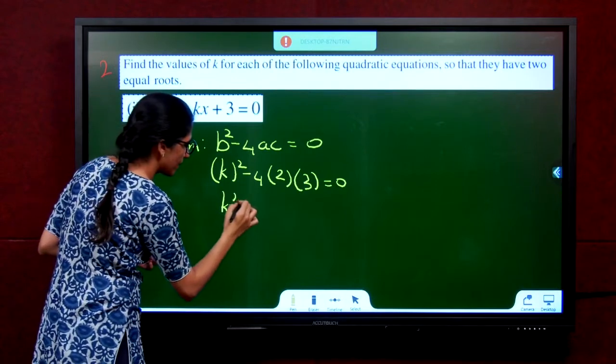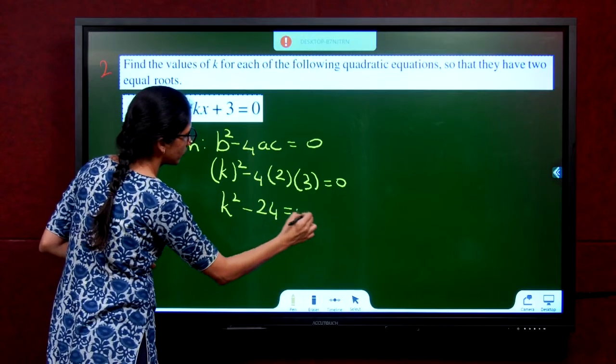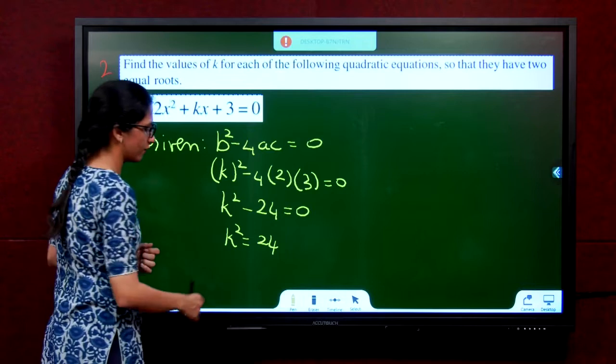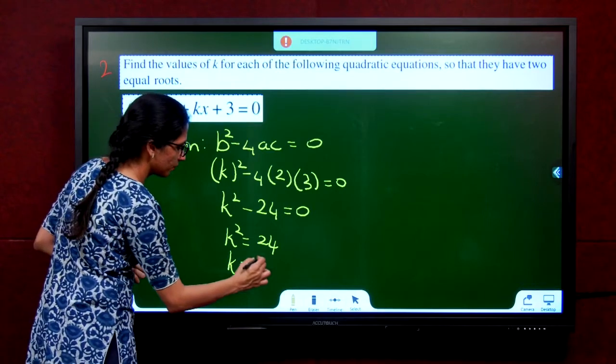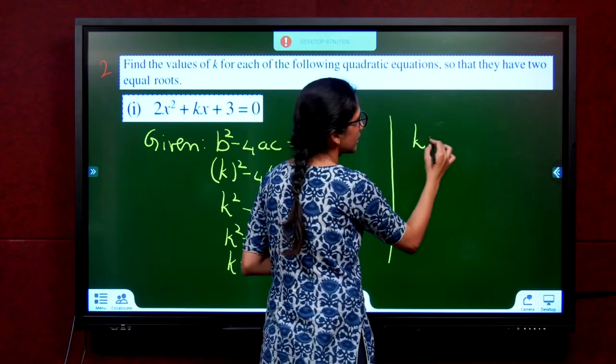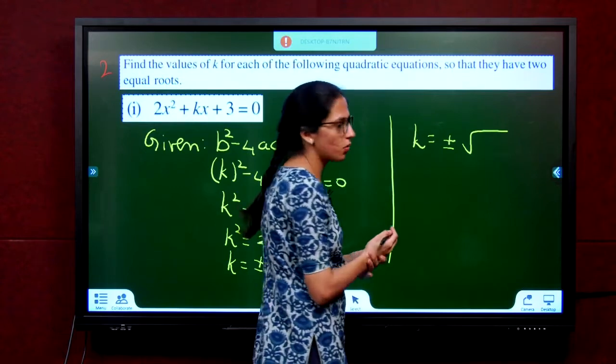K square minus 4 into 2 into 3, 2 3s are 6... 8 3s are 24, is equal to 0. K square is equal to plus 24. K is equal to plus or minus root 24. How can root 24 be written?